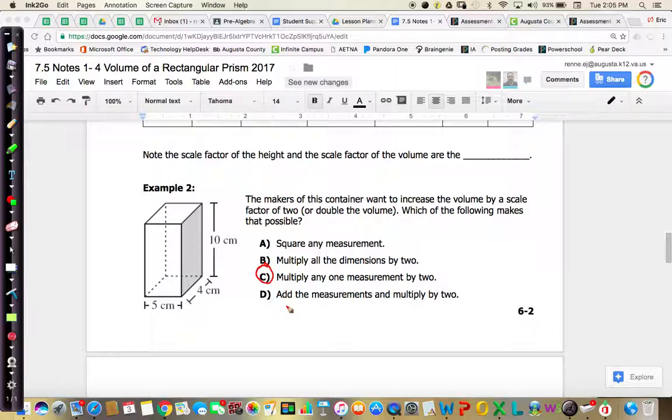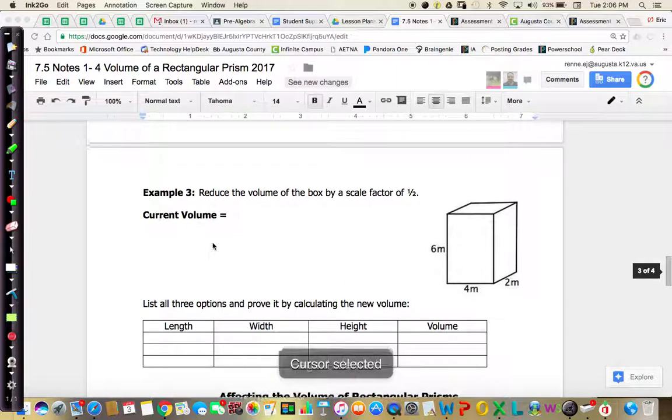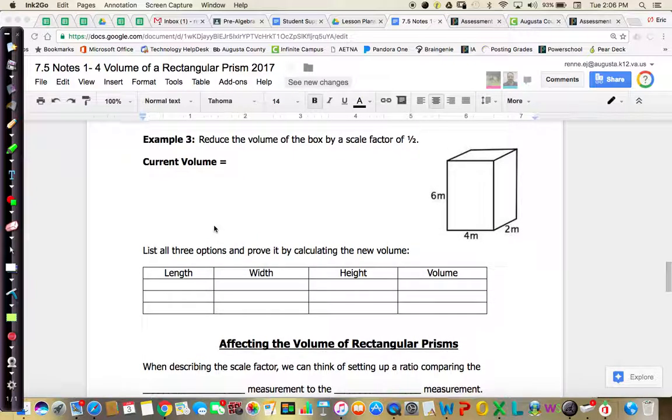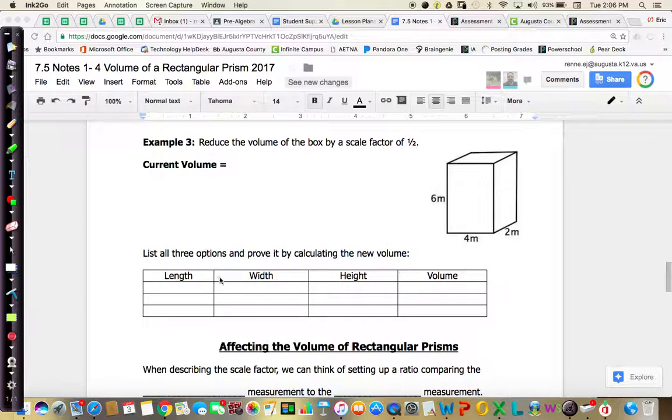So if you want to double the volume, then you need to double either the height, or only the length, or only the width. Okay, so that's why we picked multiply any one measurement by 2. Okay, turn to page 3. And we're only going to do this top part here. We'll stop when we get to affecting the volume of rectangular prisms.